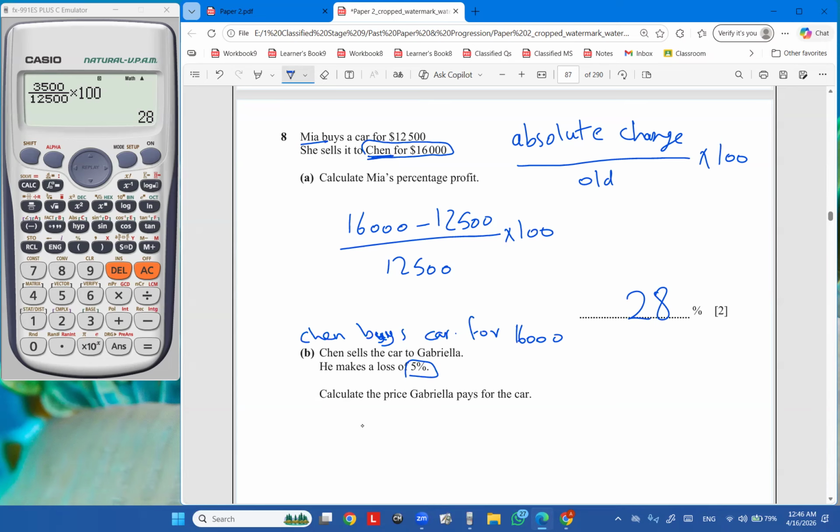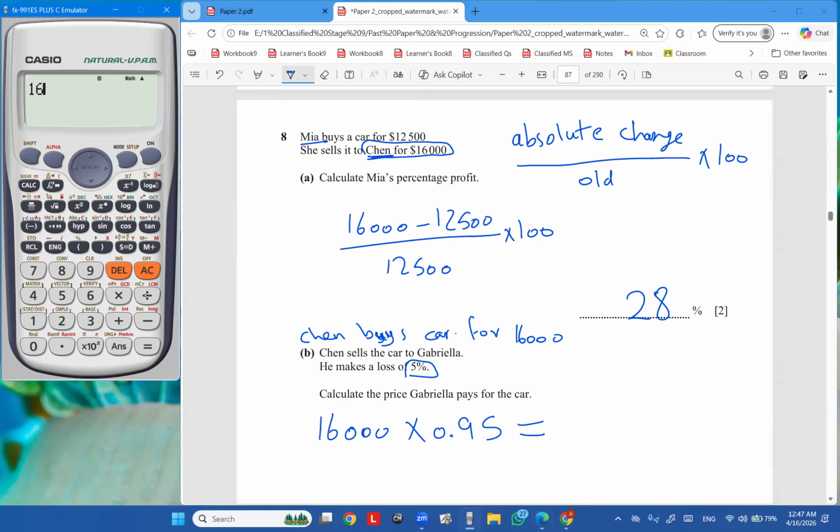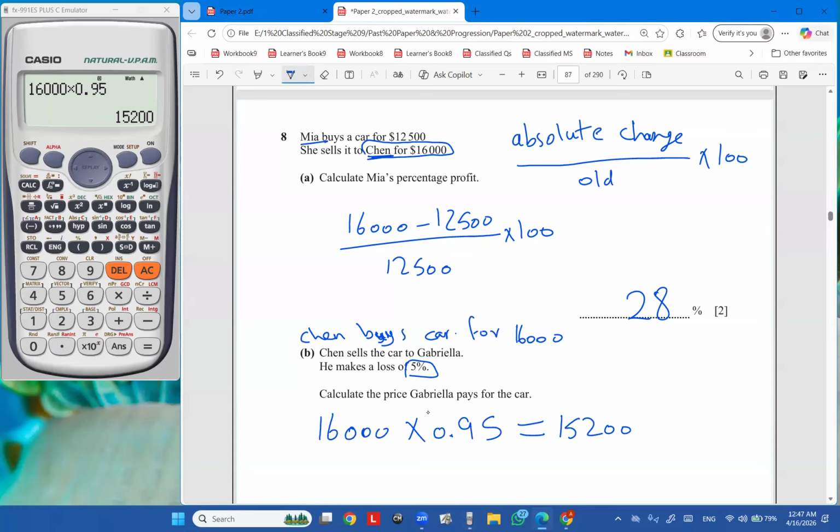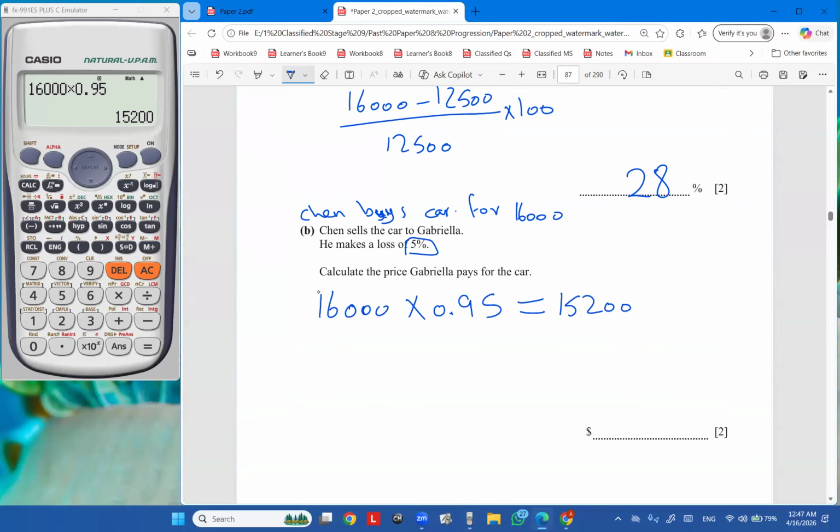You got two methods. The first method using the multiplier, you can say 16,000 multiplied by 0.95 equals, and then you use the calculator to find this, which will give you 15,200. So this is the amount of money that Gabriella pays, 15,200.